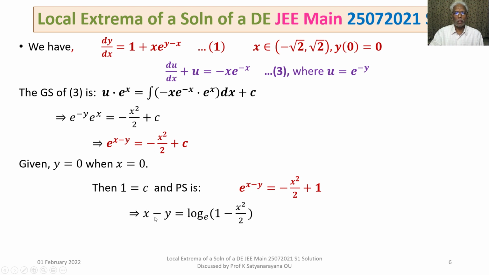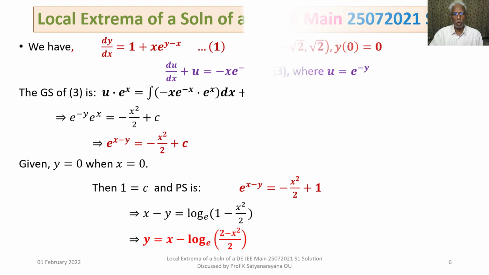So taking the logarithms on both sides, x minus y is equal to logarithm of 1 minus x square by 2 to the base e, and that is y is equal to x minus logarithm of, LCM is taken, 2 minus x square by 2 to the base e. This is the required solution of the given initial value problem, for which we have to find out the local extrema.